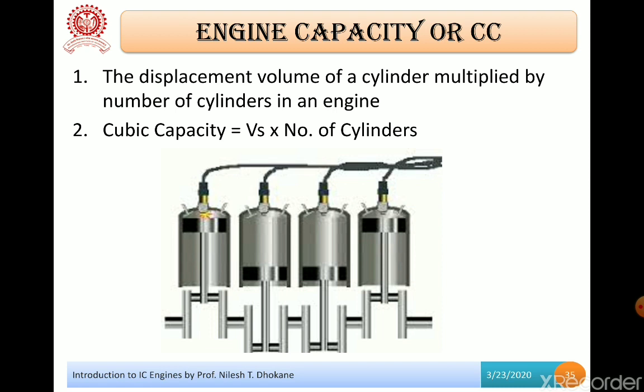Next is the engine capacity, which we also call the cubic capacity or CC. It is nothing but the displacement volume of a cylinder multiplied by the number of cylinders in an engine. So if it is a single cylinder engine, the engine capacity is nothing but the displacement volume of that one cylinder. If it is a multi-cylinder engine, as shown in the figure, the cubic capacity is measured as the swept volume of one cylinder times the number of cylinders.